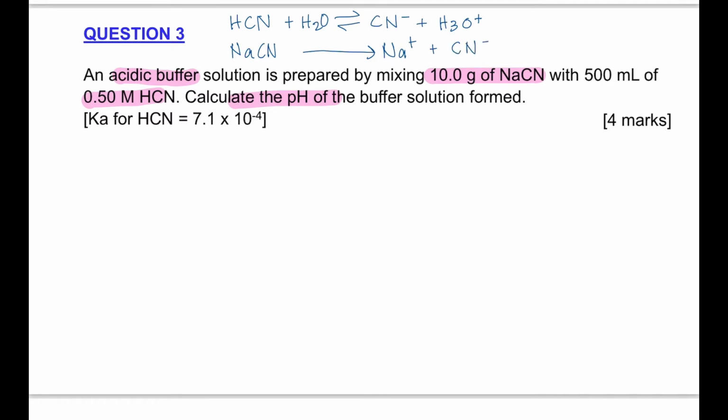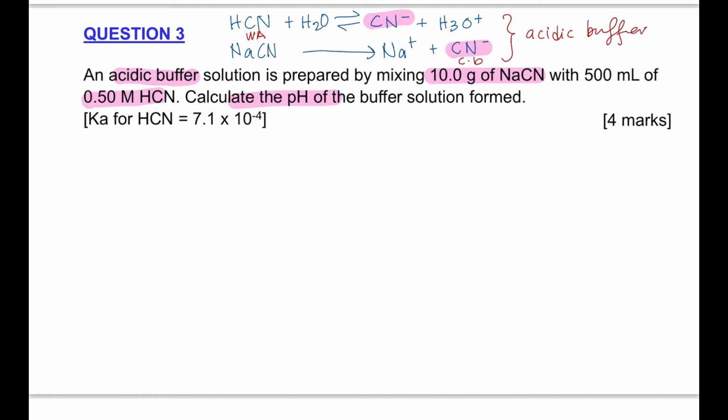Now this is the weak acid as the first component, and the second component is the conjugate base. The conjugate base from the salt has the same ion as the conjugate base that comes from the weak acid. So we can conclude that it is a buffer, an acidic buffer.